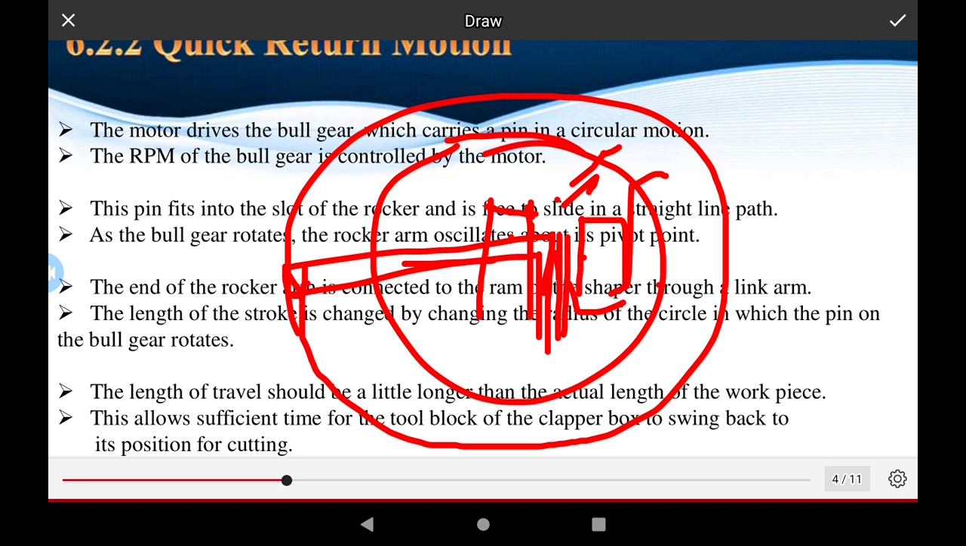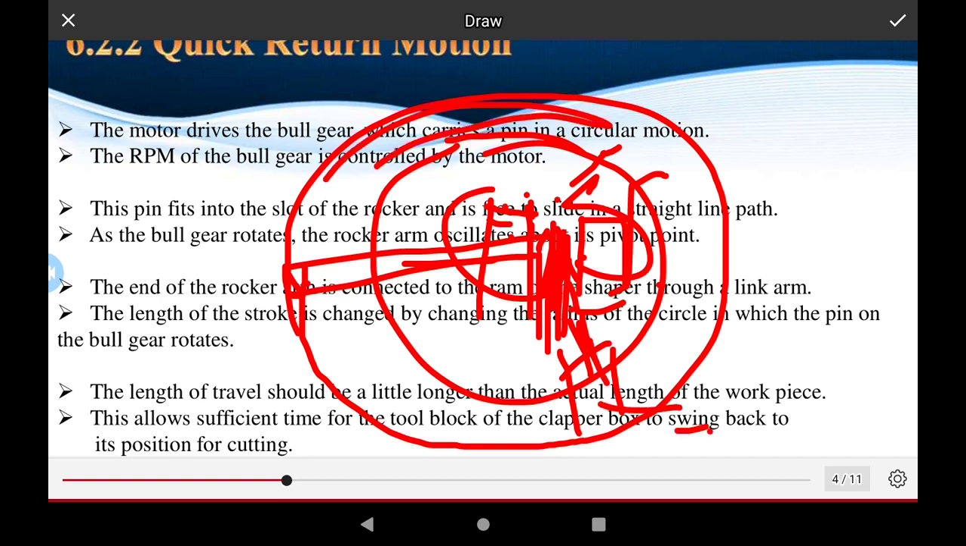Okay, these two gears, one gear and two gear, both are rotated in circular motion. Okay, and the ganna is also selected for this size. The ganna juice is collected for the outer surface. Okay, this is the bull gear.